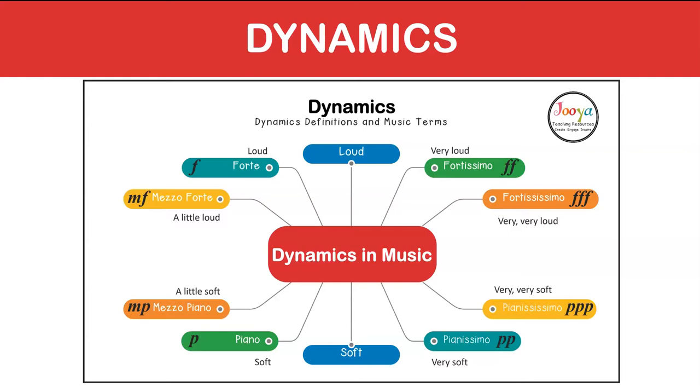I'll start where it's PPP, or pianississimo, which means very, very soft. PP, or pianissimo, means very soft. Piano, which is P, means soft. MP is mezzo piano, a little soft. MF is mezzo forte, a little loud. F is forte, which means loud. FF is fortissimo, very loud. And FFF is fortississimo, very hard to say, very, very loud.